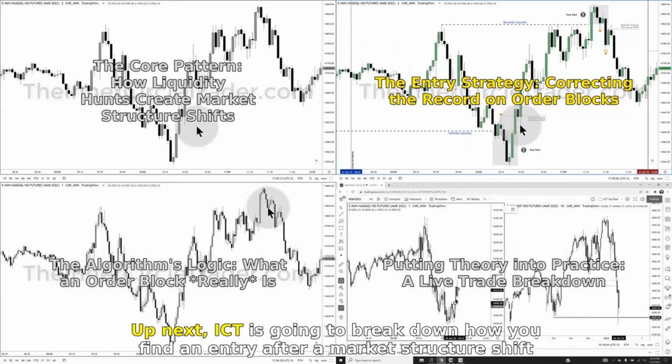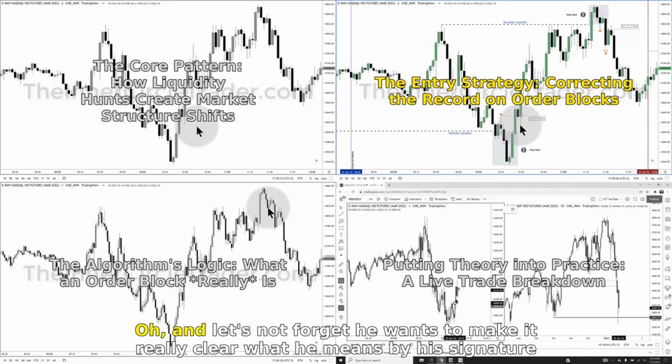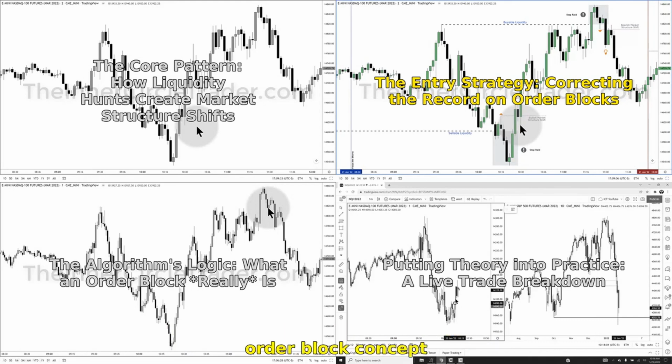Up next, ICT is going to break down how you find an entry after a market structure shift. Oh, and let's not forget, he wants to make it really clear what he means by his signature order block concept. He actually claims to have invented it. So let's dive in and see what he's got to say.